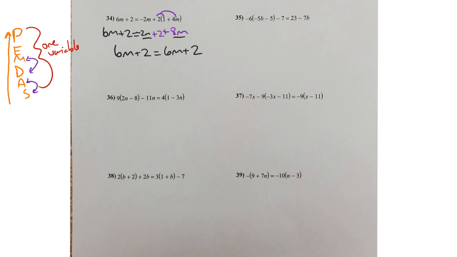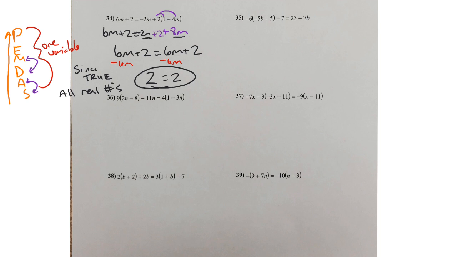I already know that this is going to be all real solutions because they're exactly the same on both sides right now. But in case you didn't know that, you just minus 6m from both sides. I'm left with 2 equals 2. Well, that's a true statement. So since it's true, remember, if the letter disappears like it did here, you have to tell me true or false. Then you tell me all real numbers.